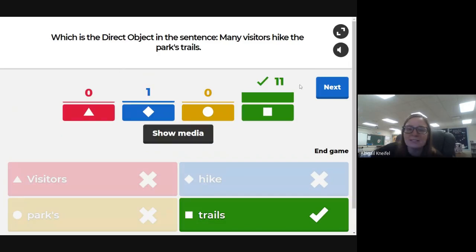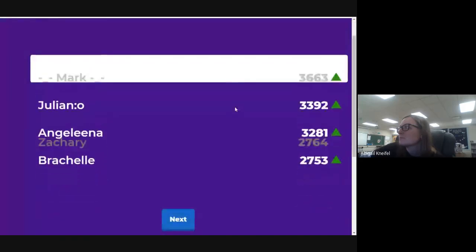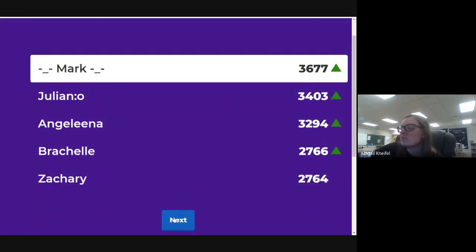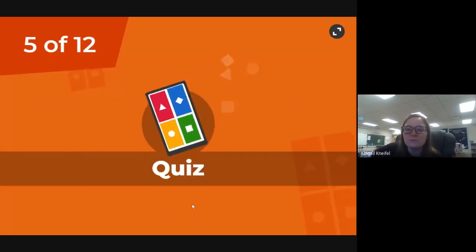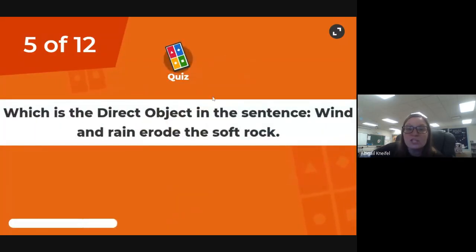Trails, correct. The trail is being hiked. Mark, Julian, Angelina, Rochelle, Zachary. Woot woot. Next. Which is the direct object in this sentence?